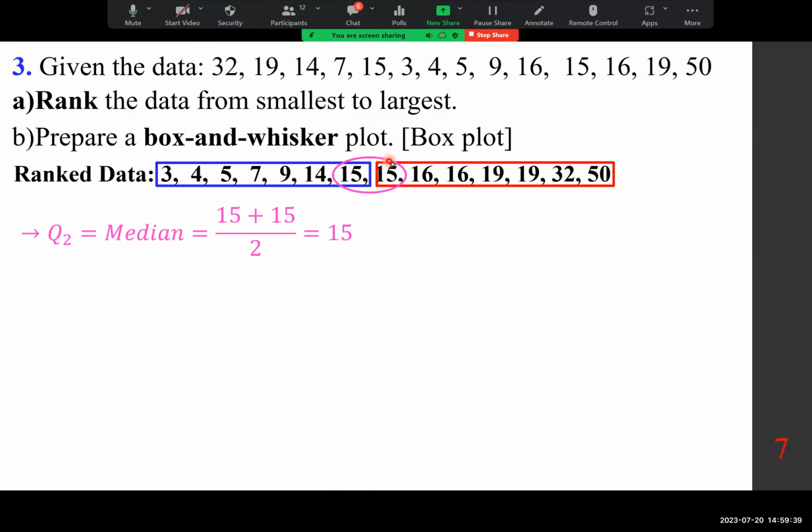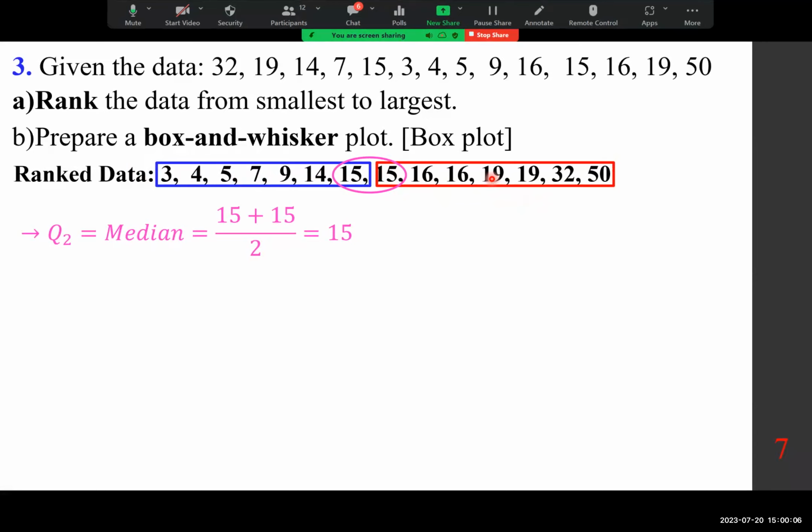Now, to find Q1 and Q3, you have a couple of ways to do that. One easy way, if you look at the bottom, the middle of the data is 7. If you look at the top, the middle of the data is 19, and that works out. But there is another method that I want to mention, and that is using the concept of a locator.